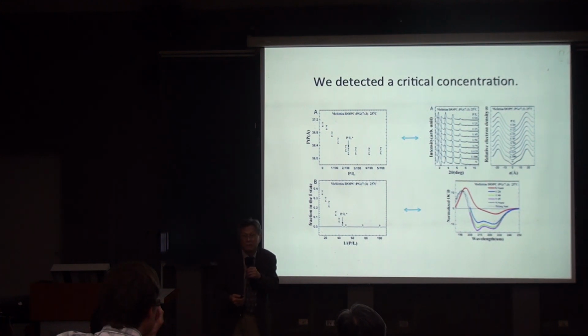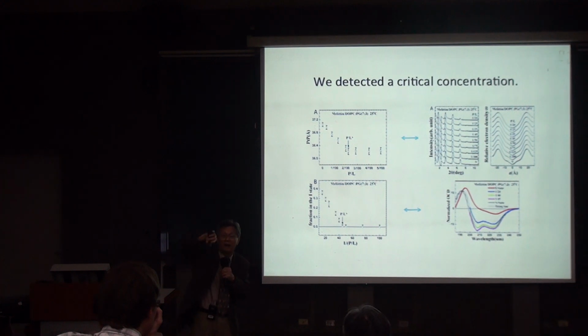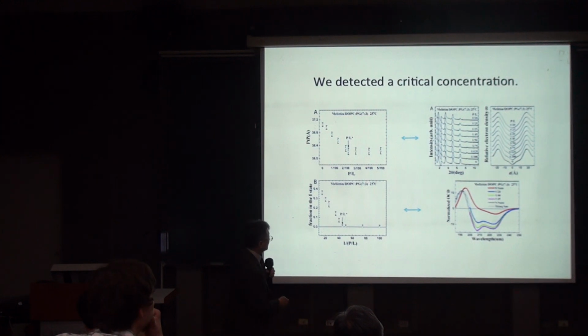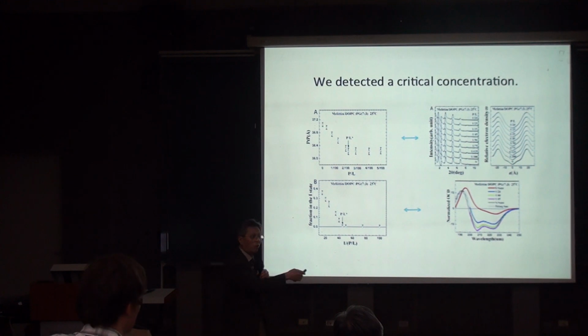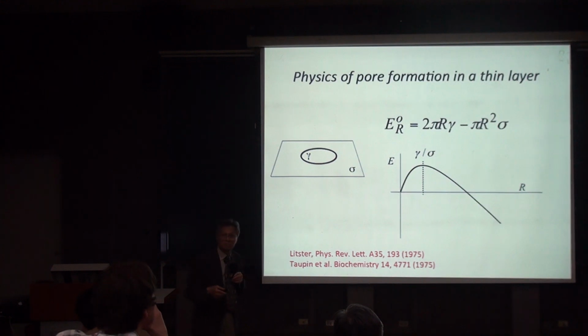Totally expected. But above a certain concentration, the thickness stops, and the helix begins to turn from parallel to perpendicular. So with this input, now we can ask, why do they make holes? Why do they just switch from no hole to hole at a certain concentration? So let's discuss the physics of making a hole.